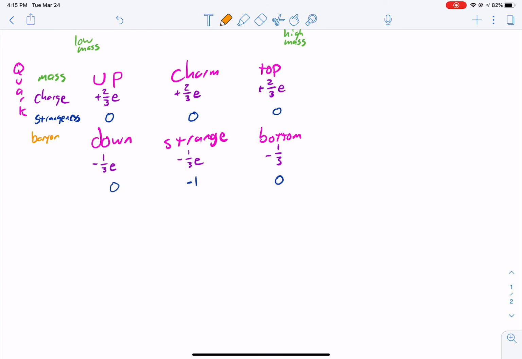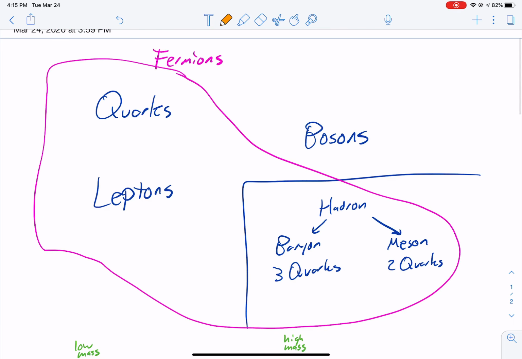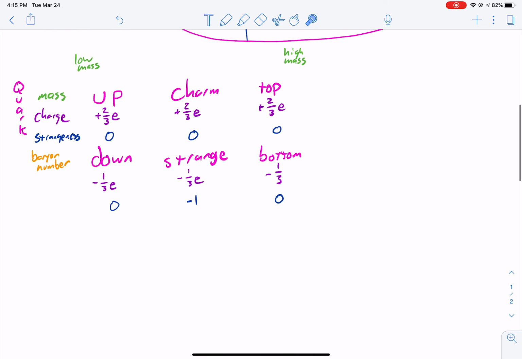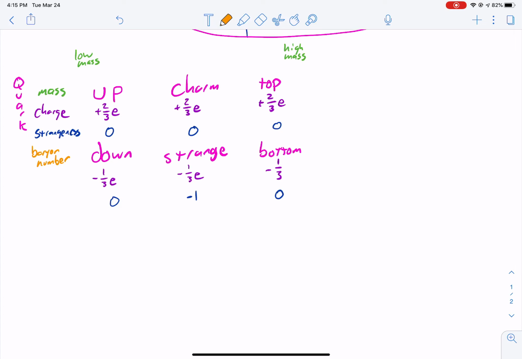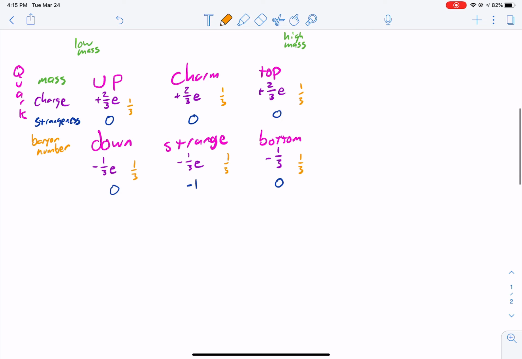There's another variable I just remembered I probably need to talk about here, and that is the baryon number. Now remember, a baryon is a combination of quarks. And so all of these quarks right here have a baryon number of 1/3. These are all the variables for 6 of the 12 quarks.